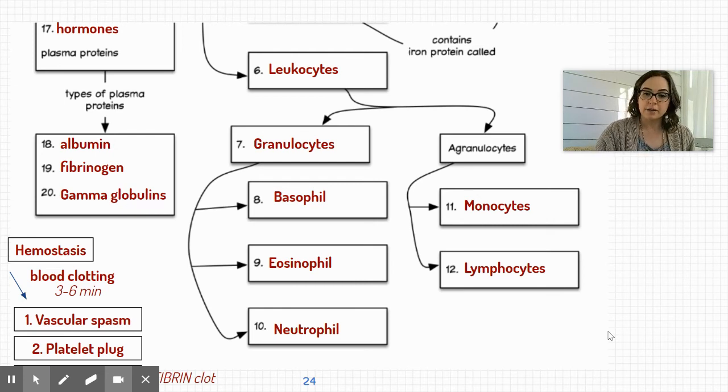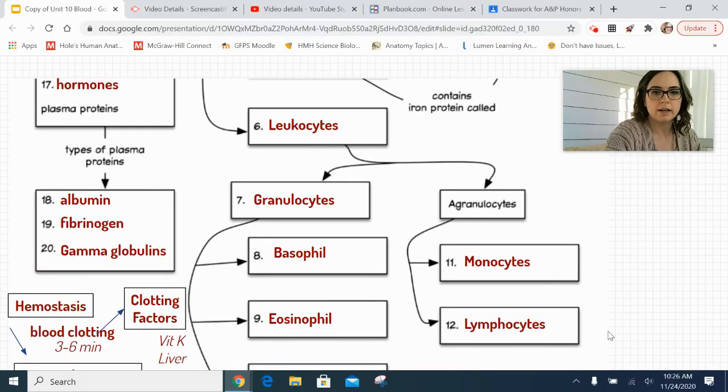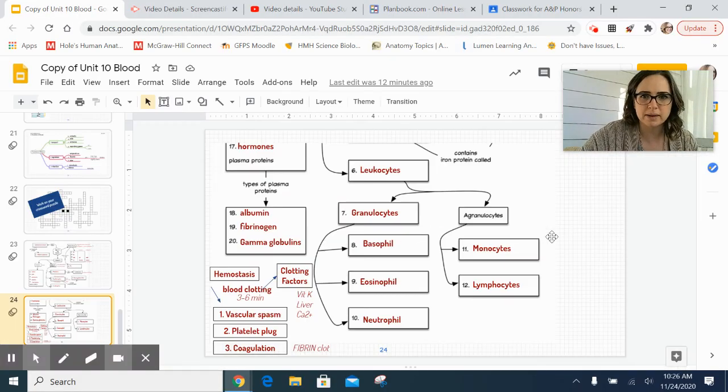And then the other important factors for blood clotting are called clotting factors. Your liver makes many of them, including vitamin K, and another key player in this is calcium. So vitamin K and the liver and calcium all play very, very important roles in your ability to clot. So I just want to minimize this page a little bit so you can see what was written down here at the very bottom of the page there.